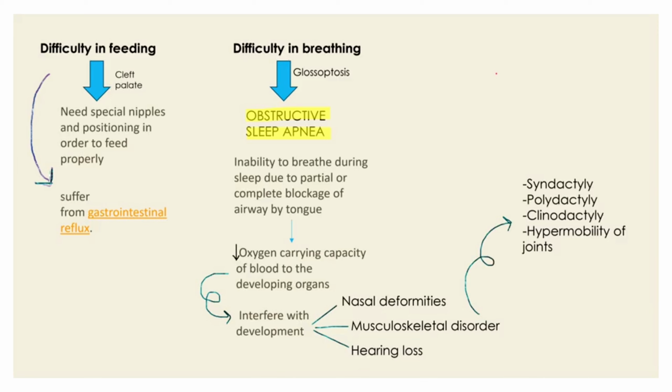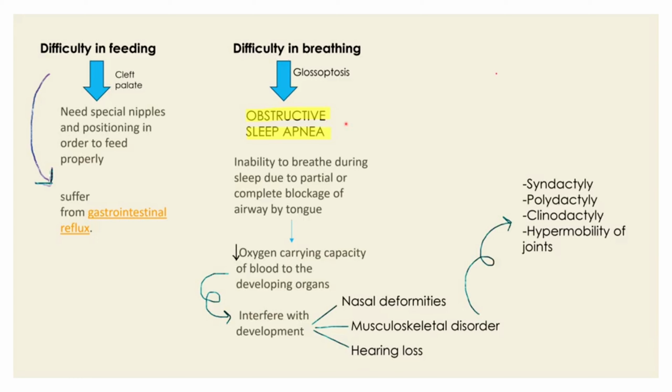Let's now see the symptoms of a patient with Pierre Robin sequence. As a result of cleft palate, there is difficulty in feeding. They need special nipples and special positioning in order to feed the baby properly. They also suffer from gastroesophageal reflux. They also experience breathing difficulties due to glossoptosis, which is called obstructive sleep apnea.